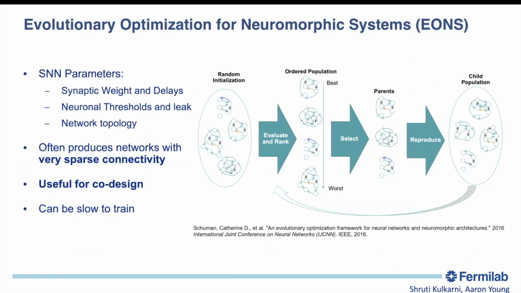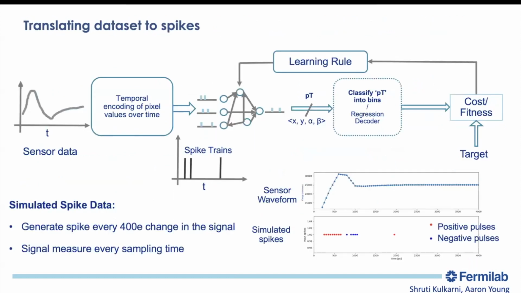Here is an evolutionary optimization method for training neuromorphic networks, and this is what we are essentially doing. We take the sensor waveform and create a set of spikes. We actually oversample so that we don't miss any spikes, so once the signal crosses every 400 electrons. We've done several different variations with spikes and with pulses, and both of them appear to be very similar.